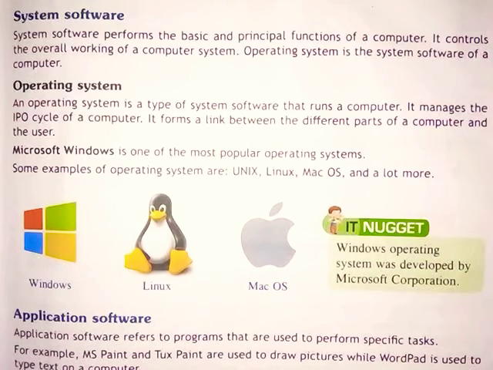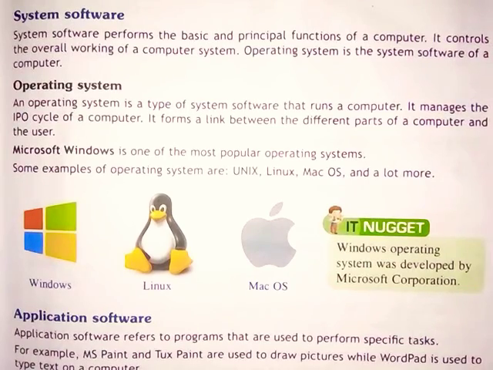Operating system. An operating system is a type of system software that runs a computer. It manages the IPO cycle of a computer. It forms a link between the different parts of a computer and the user. Microsoft Windows is one of the most popular operating systems. Some examples of operating systems are UNIX, Linux, Mac OS, and a lot more.